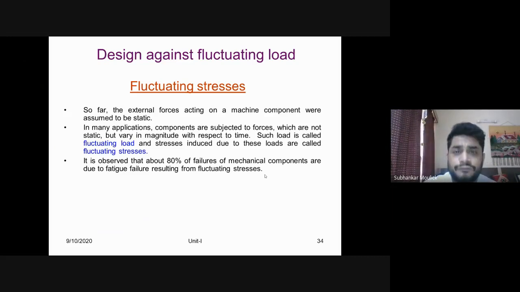For example, shaft and bearing are all the time in running condition. It is not necessary that on these shafts or bearings static load is acting every time. No. If you want to fail the bearing or the shaft, you have to apply fluctuating load, or the bearing and the shaft should resist fluctuating stresses. Due to these fluctuating loads, fatigue failure of the shaft and bearing will take place with small initiation of crack. Is it clear?